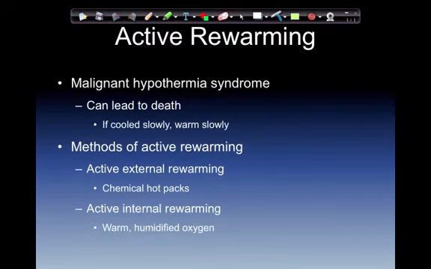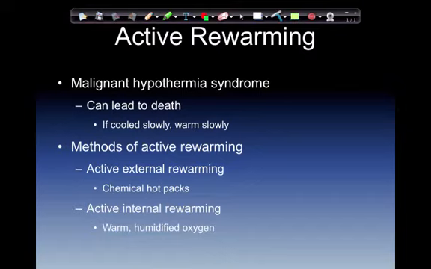In active rewarming, we should always watch for malignant hypothermia syndrome, which can lead to death. If cooled slow, warm them slow. Use passive rewarming. Methods for active rewarming: active external rewarming, using chemical hot packs on areas where major veins rise to the surface of the skin. Hot packs warm up very fast, reaching temperatures of 160 degrees Fahrenheit, then cool down.